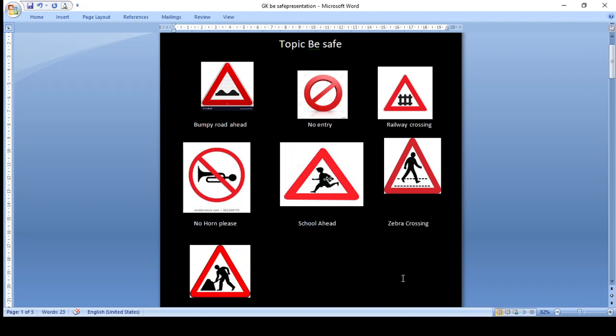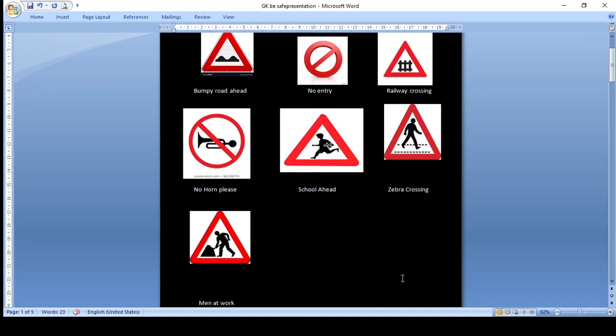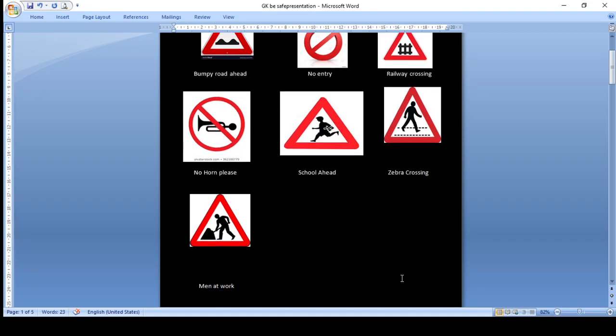Then the next picture, number 6, is of a zebra crossing, right? On the road you might have seen a zebra crossing. Whenever there is a green signal for a walking person, they are supposed to walk on the zebra crossing. Then the seventh one, you can see there is a man at work. The man is working there.